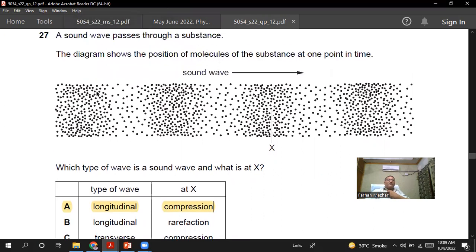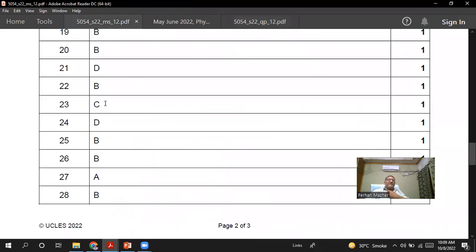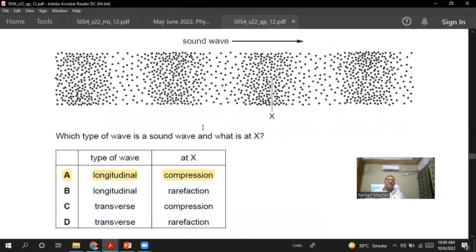So question number 27, I think A is the right option. Question number 27, A is the right and the best option available there.